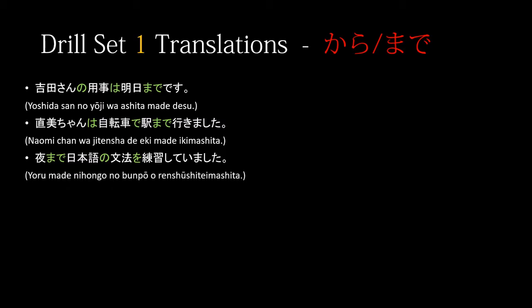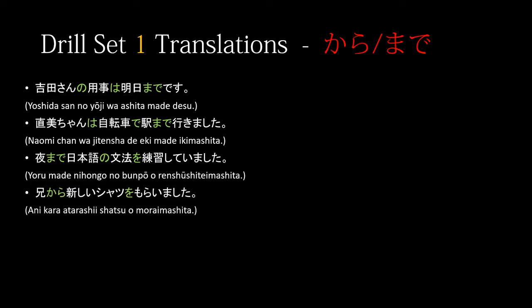Our third sentence. Yoru made Nihongo no bunpo o renshū shite imashita. Once again, there is an expression of limit here with made, saying that the night has been the limit to which we have practiced the Japanese grammar. Once again, no establishes the ownership, and this time we have o to show the object of our practicing. In this case, it is the Japanese grammar. Notice that the wa here is absent.